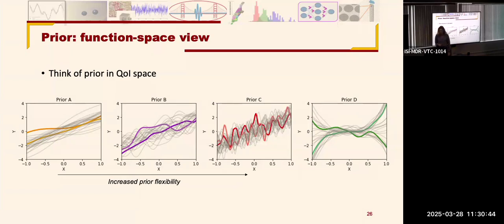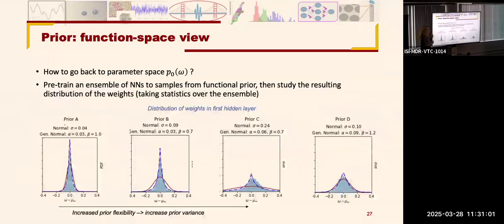Then we also played with some other things. We were trying to understand how this function space prior affects the neural network weights. So what we did is that we sampled from those priors, and then we trained neural networks to those functions. I trained an ensemble of neural networks to all these functions, and I look at the resulting distribution of my neural network weights to get an insight about what's happening. Here are just snapshots of the distribution in one specific hidden layer. We saw some non-Gaussianity in the neural network weights.